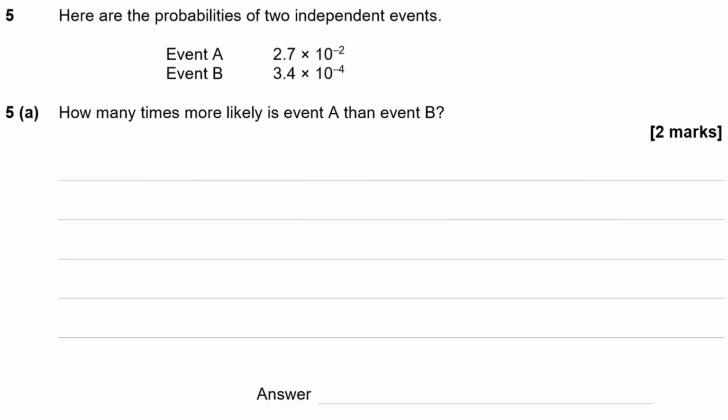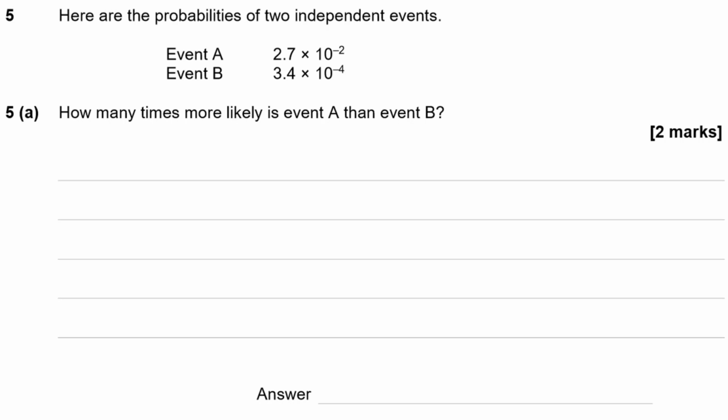Question 5. Here are the probabilities of 2 independent events. Event A is 2.7 times 10 to the minus 2, and event B is 3.4 times 10 to the minus 4. How many times more likely is event A than event B? In other words, how many times bigger is A compared to B. Now, if we want to work out how many times bigger one number is compared to the other, we just need to divide them, don't we?